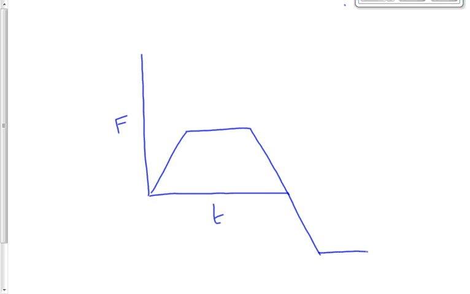I draw an F versus T graph, doesn't matter what the shape of it is. Let's make it something like this. Three words should come to your mind. What are those three words? Area equals impulse, right. Area equals impulse every single time. Doesn't matter what we're asked.